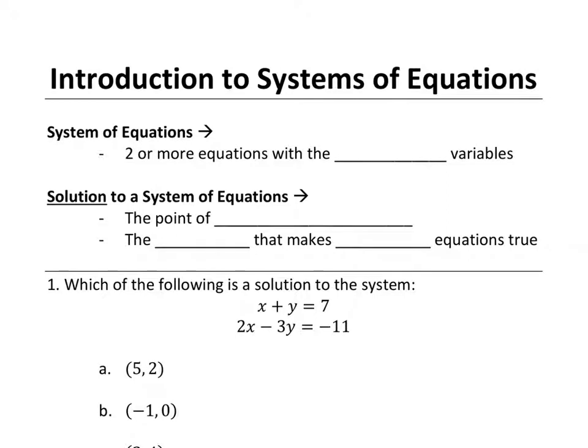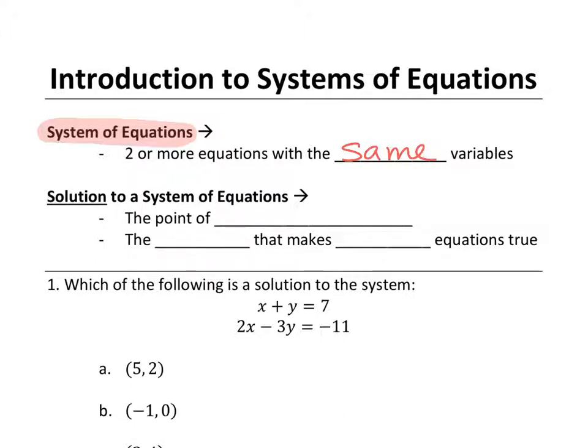We'll define a few words to begin with. The first word that we're going to define is systems of equations. Go ahead and highlight the phrase system of equations. A system of equations is two or more equations with the same variables.